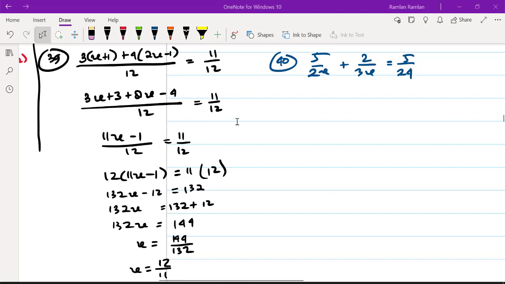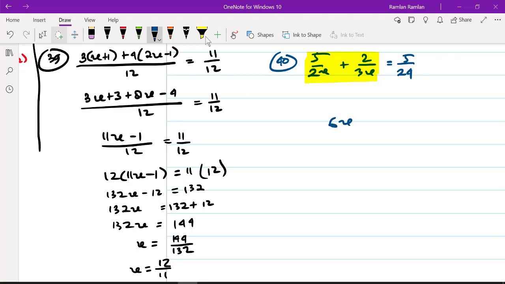Okay, so I'm gonna explain number 40. So again, the basics are still the same, guys. In here we have 5 over 2x plus 2 over 3x equals to 5 over 24. So simplify the one on the left hand side of the equal sign first. Now you can see that we have x and we have x, so you can actually find the LCM, which is actually just 6x, right?